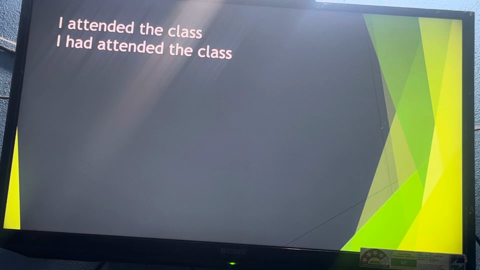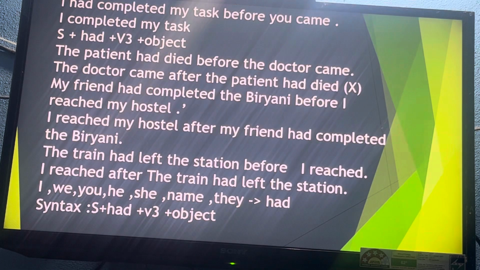Then the question arises: why do I need to learn past perfect, if I can say the same thing using simple past? The answer is so simple. Past perfect is used to tell about two events that happened in the past. Let me show you with an example, that is, the patient had died before the doctor came.